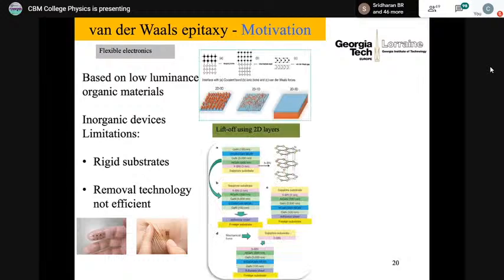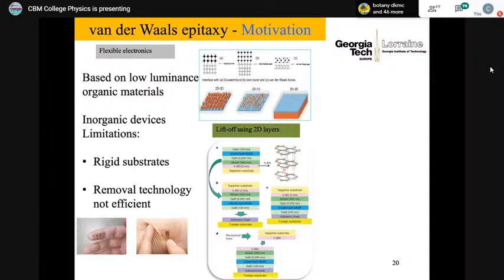by the NTT group in Japan, where they used a 3 nanometer thick boron nitride on top of a sapphire substrate, and then grew gallium nitride device structures on top of it. So this 3 nanometer boron nitride acts as a sacrificial layer, because these are layers held by just van der Waals force. We can peel it off without any external devices. You just put a tape and peel it off. You will have your active devices on your tape, leaving the substrate apart.